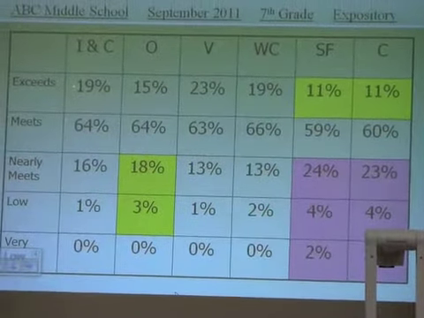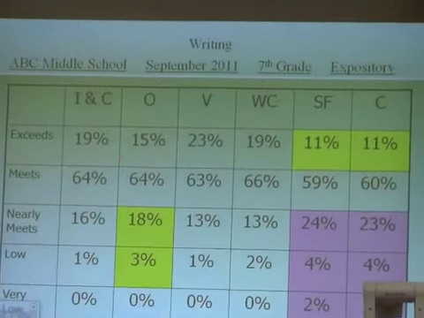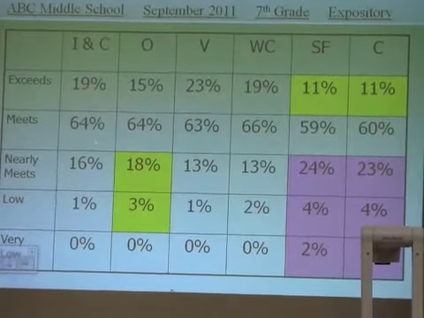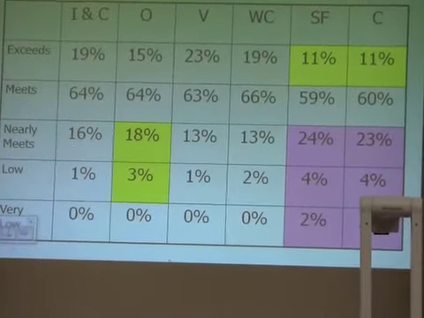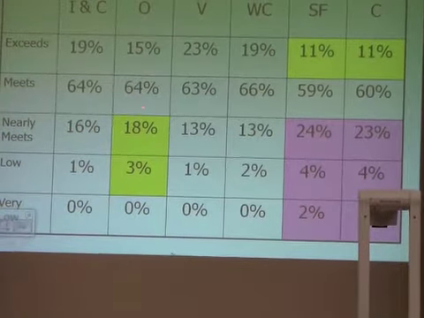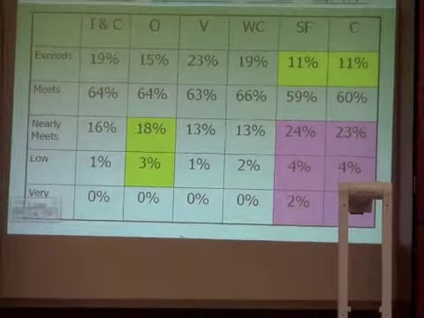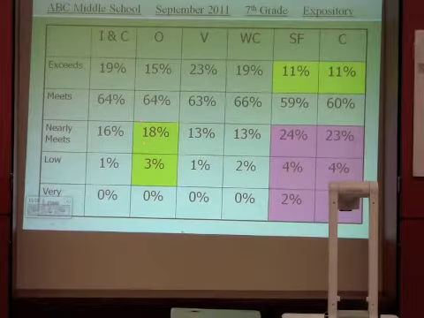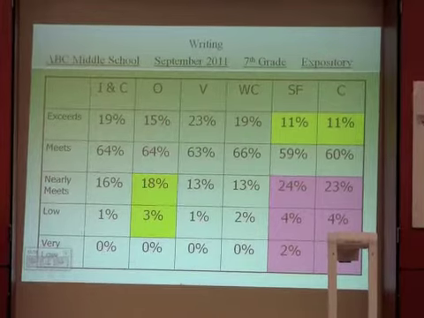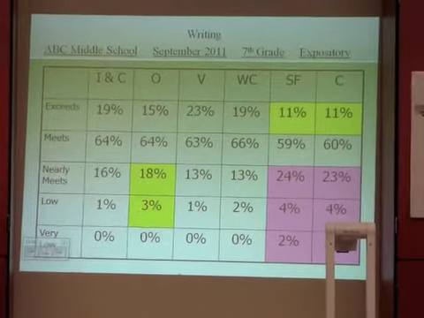The first column, 83% of the students meet or exceed the standard, and 16% are at the nearly meets level. For organization, 79% of the students meet or exceed the standard, 18% are at the nearly meets level, but we still have 3% scoring low in organization.